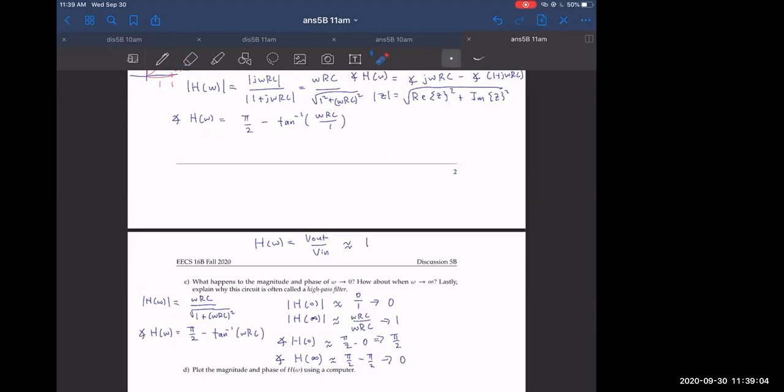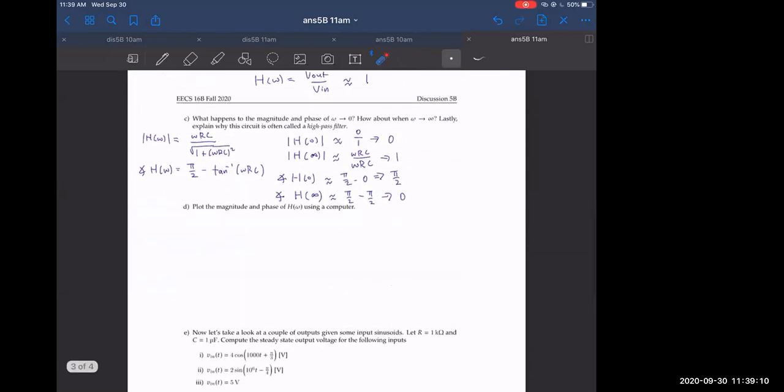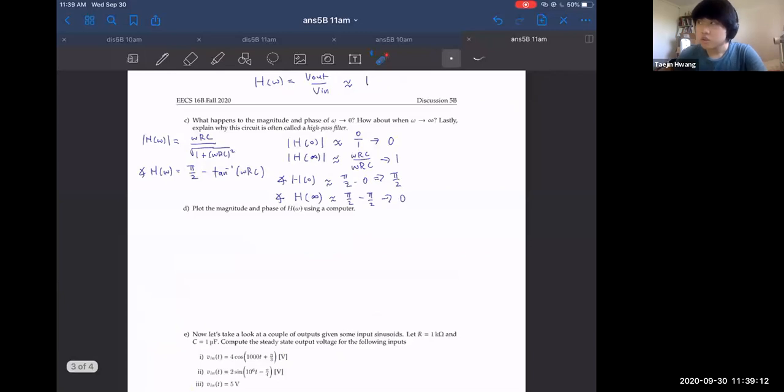All right. Part D, we have a Jupyter notebook for this. Let's see if it's actually possible for me to share my screen here and go over this together.